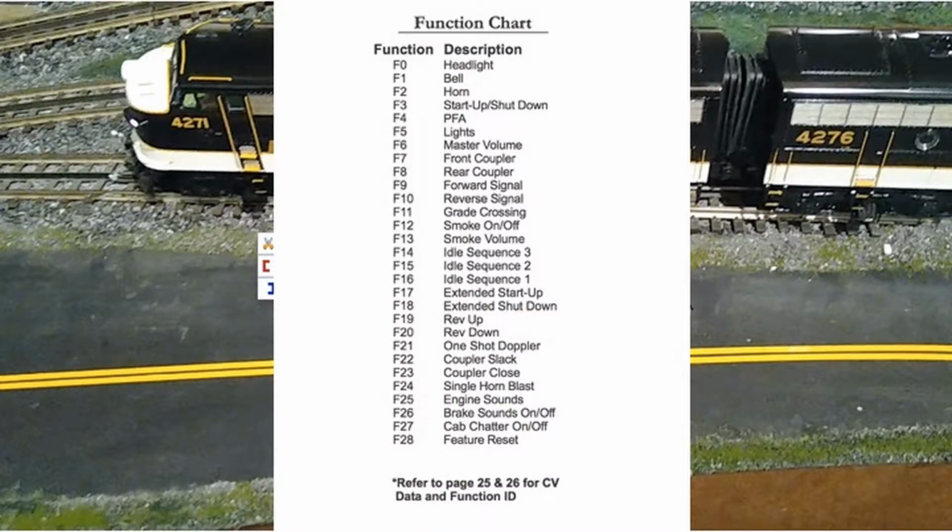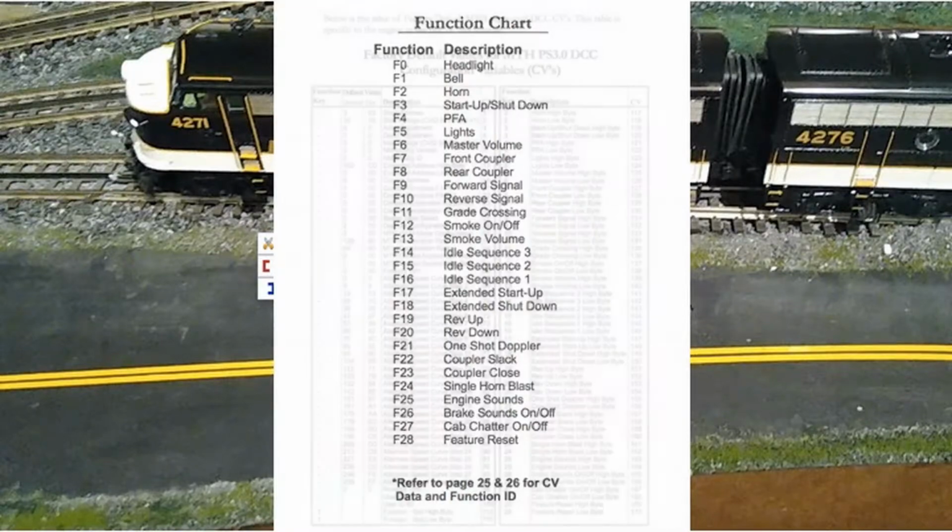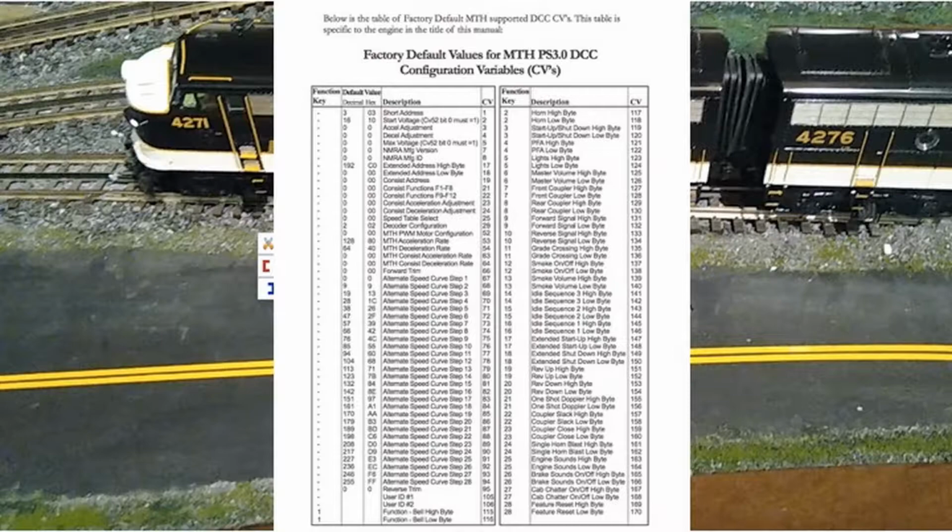In your MTH engine manual, you will find a DCC section that identifies the 28 functions available. On the next page, on the right-hand column, you will see those same 28 functions and the configuration variable, or CV number, that they are assigned to in DCC.